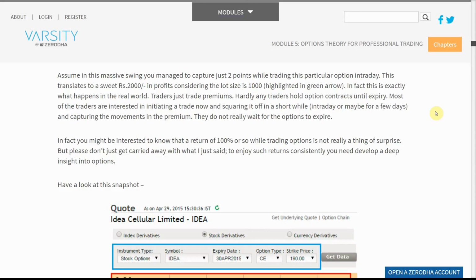In fact, you might be interested to know that a return of 100% or so while trading options is not really a thing of surprise. But please don't just get carried away with what I just said. To enjoy such returns consistently, you need to develop a deep insight into options.